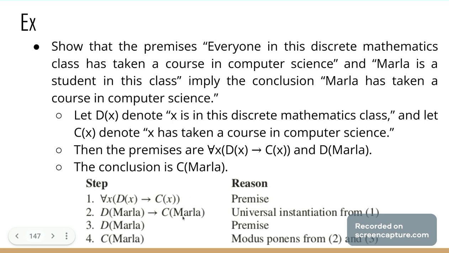So from the first premise, using universal instantiation, we got D of Marla implies C of Marla. Now the second premise was D of Marla. Now look at these two statements, 2 and 3. It's of the form P implies Q, P. So that was modus ponens and the conclusion is C of Marla, which is the given conclusion. Therefore, this argument is valid and the conclusion is also valid.